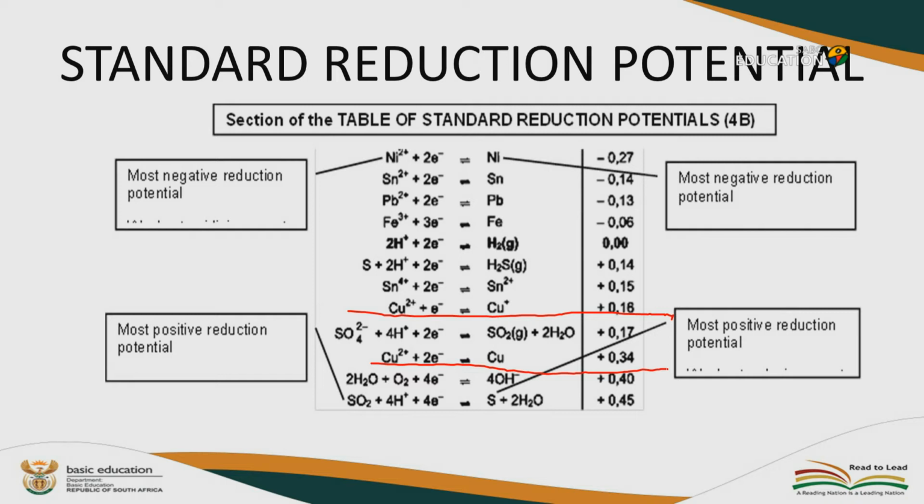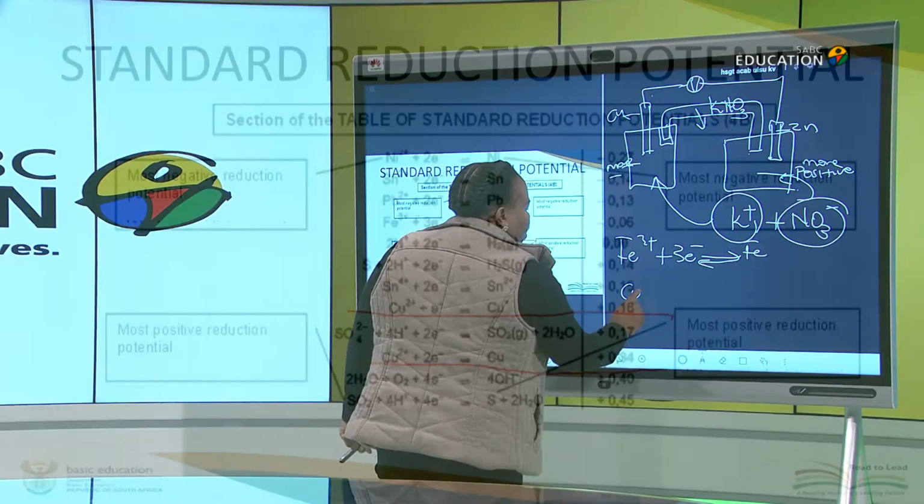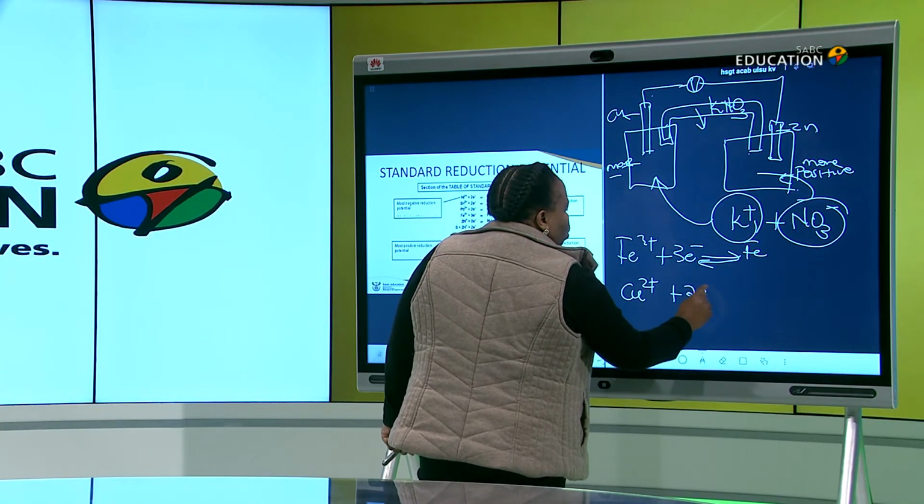And what is important is that all of them are also written as equilibrium. So when you write the oxidation half reaction, you must remove the double arrows and put a single arrow that is going forward. Let me take an example of the copper and iron half cells. Iron is written as Fe3+ plus 3 electrons, giving you Fe, and copper is written as Cu2+ plus 2 electrons, and then going to Cu.